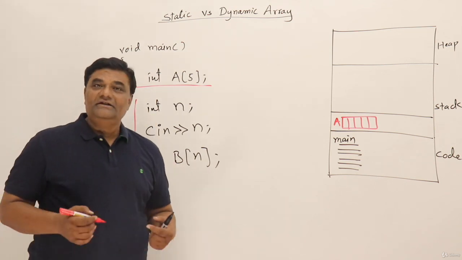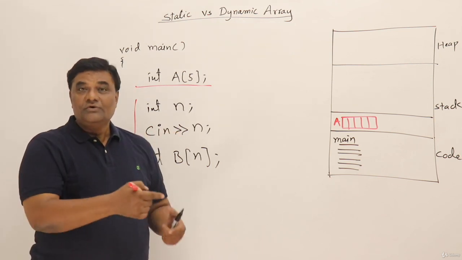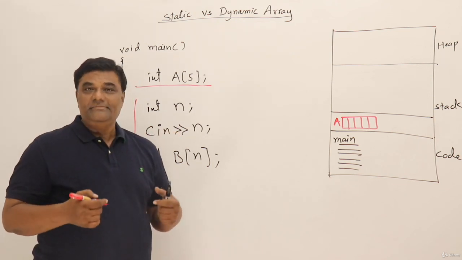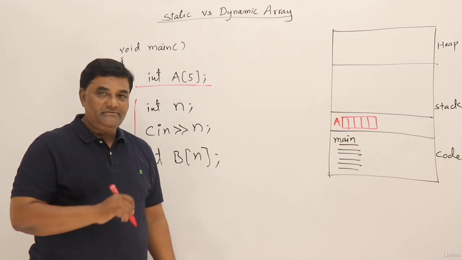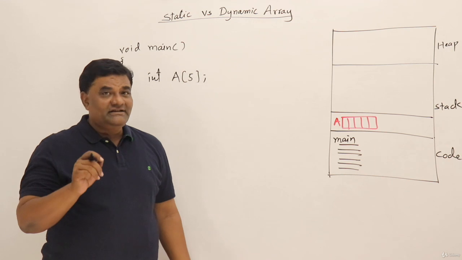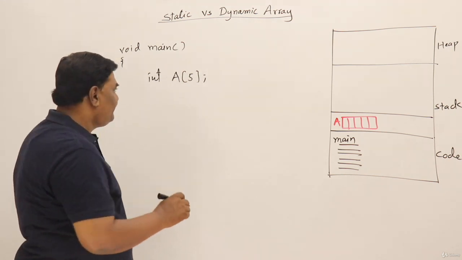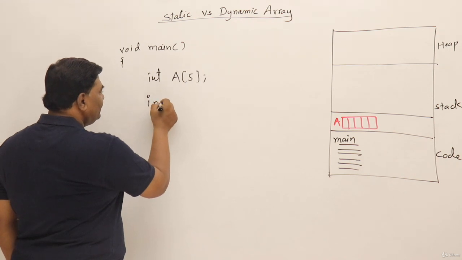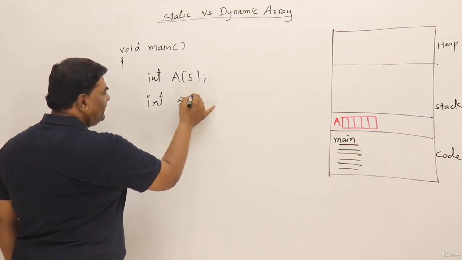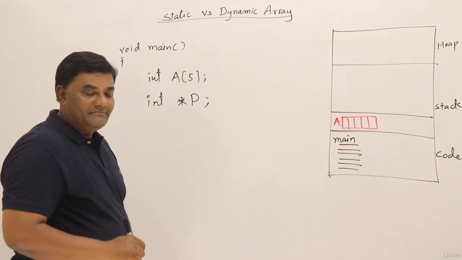Now next, we will learn how to create an array inside heap. So whose size and the type, everything is decided at runtime. Now one thing you remember, for accessing anything from heap, we must have a pointer. So first of all, I should declare a pointer. So I will declare the name of a pointer as P.